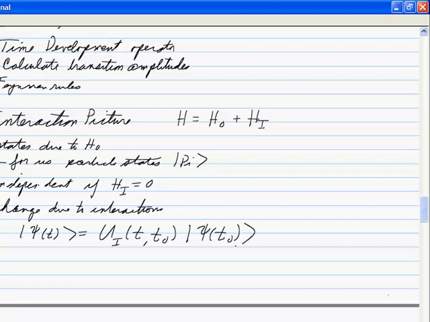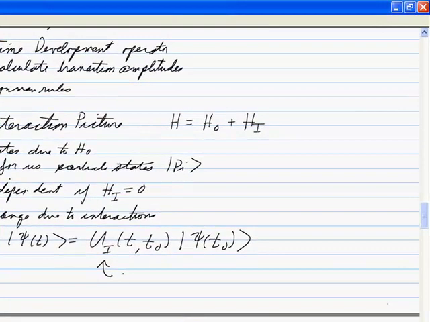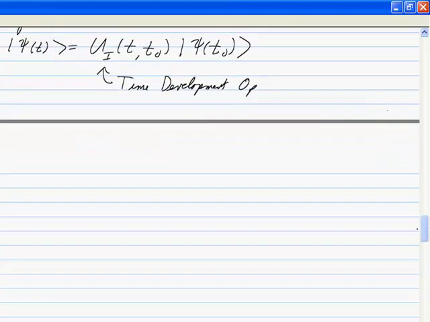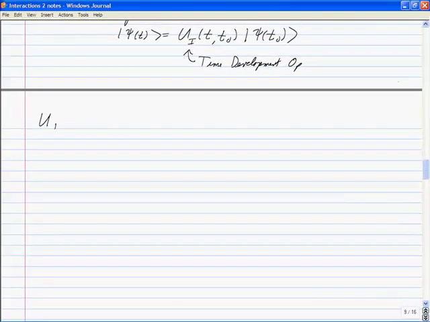So if you have some state psi of t0, and you want to know it at a later time, there's some time development operator. So here's our time development operator. I am going to proceed by assuming you've seen this. If you haven't, well, even if you have, you probably should go back and review it. I'm going to give you the conceptual development of the time development operator. Here's what the answer is.